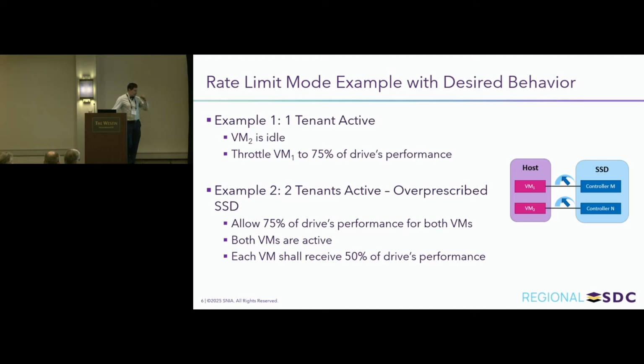A second example is maybe I have VM2 active, and I've provided both of them 75% of the drive performance. Well, we still need to know how that's going to perform, right? We want that to be graceful still. So in this example, where the drive is overprescribed, we probably want the SSD to be shared 50%. We don't want the one VM to get 75% and the other to be choked down to 25%. We want a graceful overprescription behavior, and I think that is a requirement of an SSD.